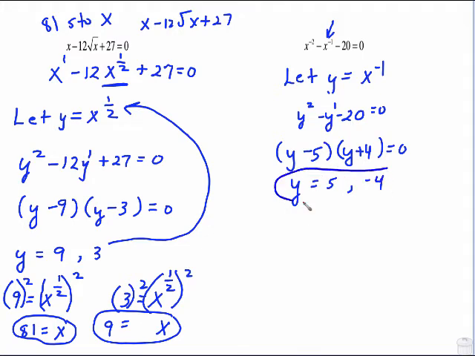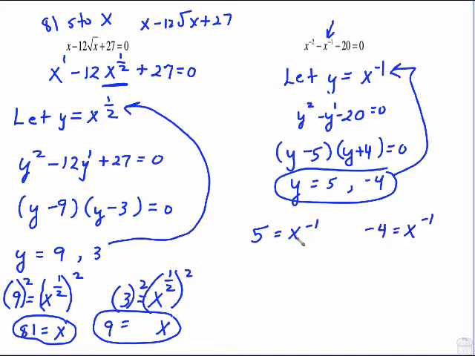And remember, those are the y values. We are not finished. We have to go back and stuff them in here to solve for x. So the first one will say 5 equals x to the -1. And the other will say -4 equals x to the -1. Remember, your negative exponents are equivalent to fractions. So x to the -1 converts to 1 over x to the first. And I'm going to write 5 as 5 over 1 because I like to cross multiply. This will be 5x. 1 times 1 is 1. Divide by 5, and I get x equals 1/5 is one of my solutions.